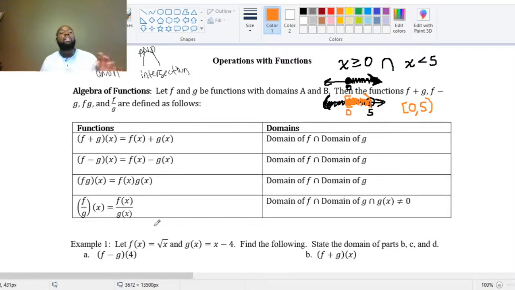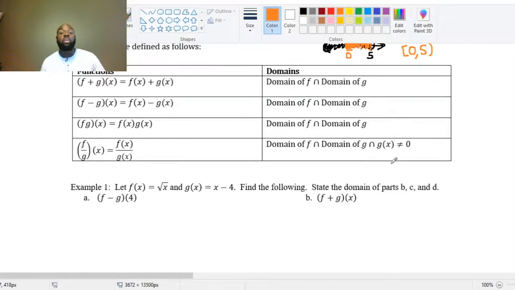All right. The difference when we have division is the fact that we could potentially divide by 0. So it's still going to be the domain of f intersected with the domain of g, but we also have to intersect it with the fact that g of x cannot equal 0, or the set of x values that make g of x equal 0. All right. And so let's look at this. We just have this extra little piece when we have division, but pretty much all of the domains are the same.